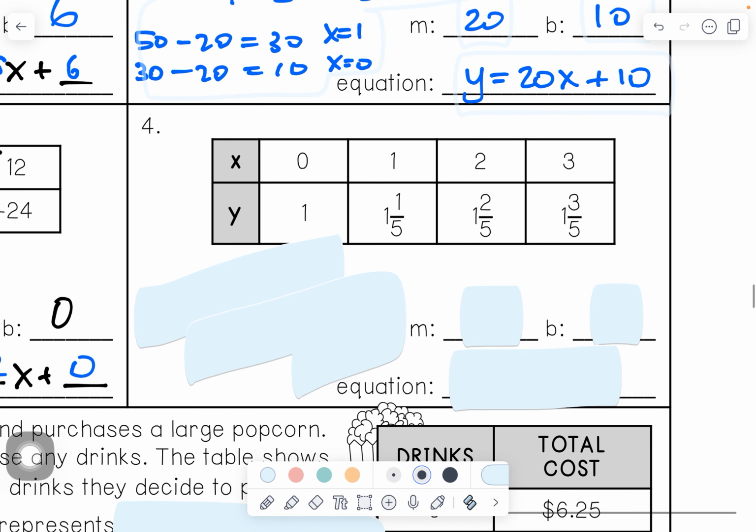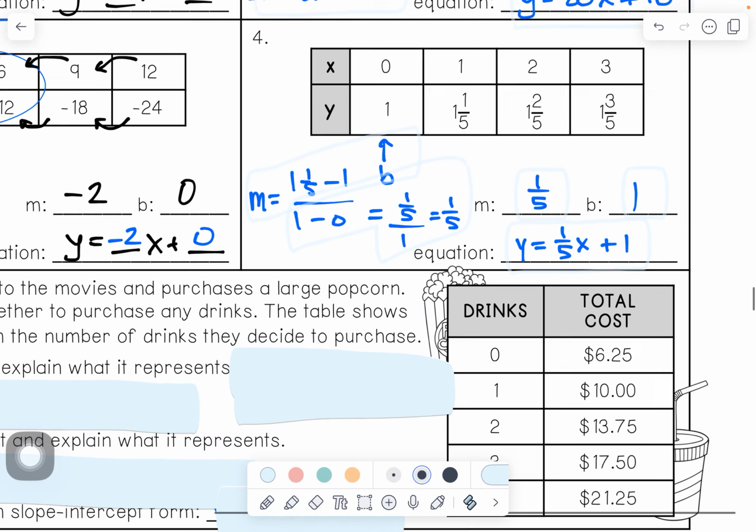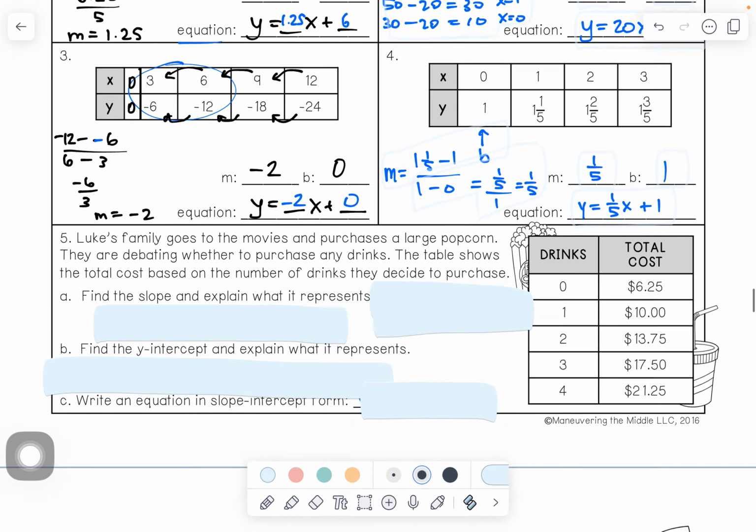All right, number 4, kind of messy with the fractions, but you have a calculator, so it's okay. All right, I'm going to go ahead and find my m value. 1 1/5 minus 1 over 1. So my m ends up being 1/5. Now in this one, I can actually observe my b value because I have the x equals 0 in the table. So my b value is 1. When I plug each of those in, I get my equation, y equals 1/5 x plus 1. So if you didn't get those, make sure you copy them down, pause the video if you need to.